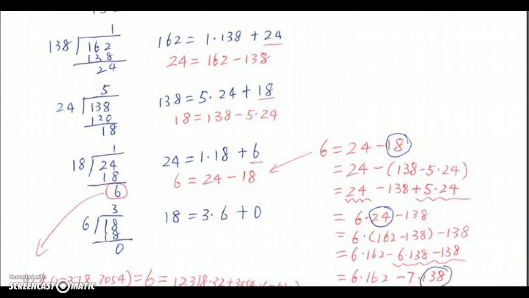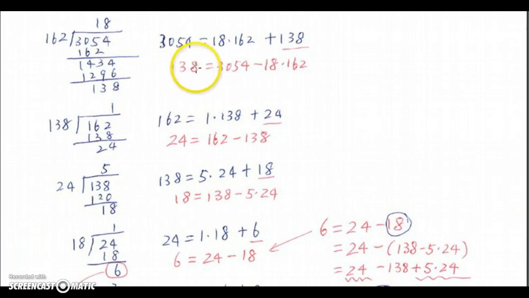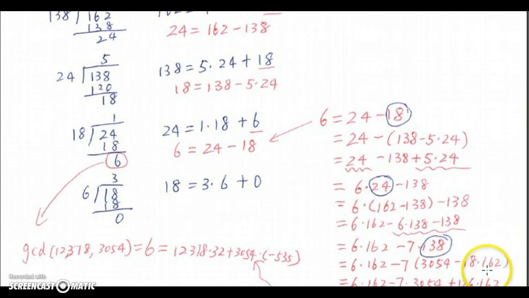And now if we go back to look at the previous expression, it's 138. So that means I can replace 138 with this expression, 3,054 minus 18 times 162. So that's how we get this. And multiply out again, distribute. So 7 times 3,054. Negative 7 times negative 18 is 126 and times 162. Let's think of this as 7 and negative 7 times negative 18x. So we have to keep them, not to multiply out.